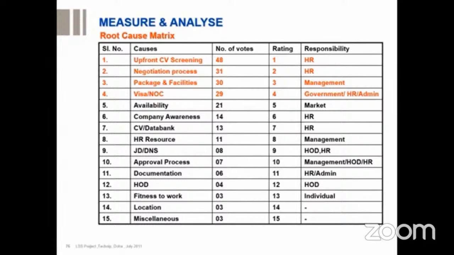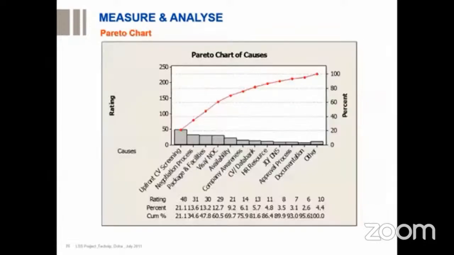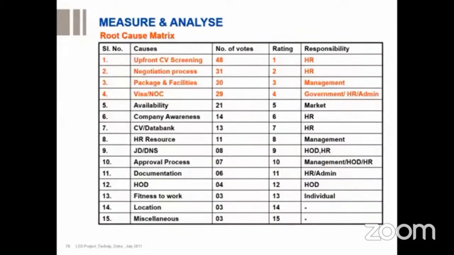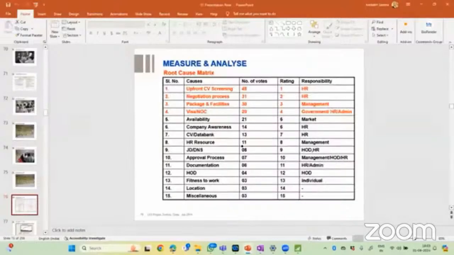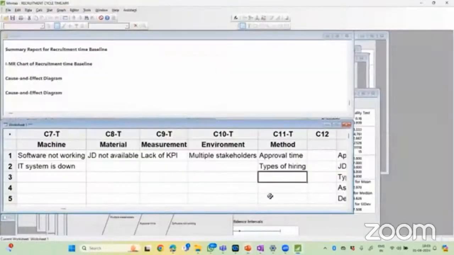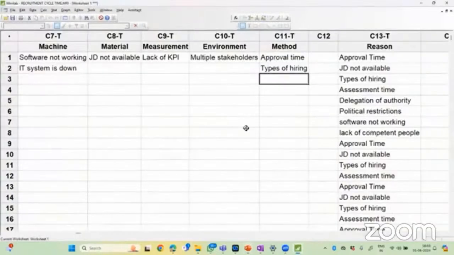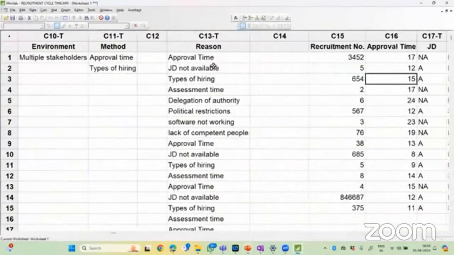So when you do this chart of highest to lowest, you'll find that the first 4 or 5 causes are contributing to almost 80%. First 5, 6 causes are contributing to almost 80%. The same thing can be done based on data. Here I used nominal group technique, where I took the opinion of the people, but in another way, I can in fact look at the real data.